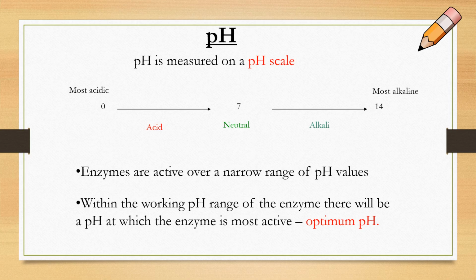So enzymes are active over a narrow range of pH values. There'll be a pH where your enzyme will be most active and a pH where it'll be least active, and the range that it works over will be called its working pH range. Within the working pH range of the enzyme, there will be a pH at which the enzyme is most active, and this will be called its optimum pH. So remember the word optimum, meaning most active.